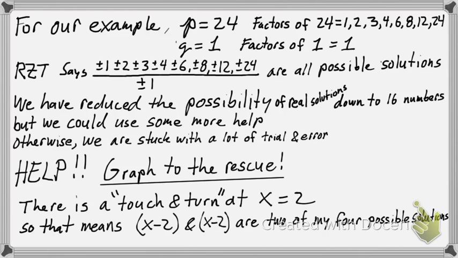I see it in my graph. I have a touch and turn at x equals 2. That means I have a zero of multiplicity 2 at x equals 2. So that means x minus 2 and x minus 2 are two of my four possible solutions. Four possible solutions because this is a fourth order polynomial.